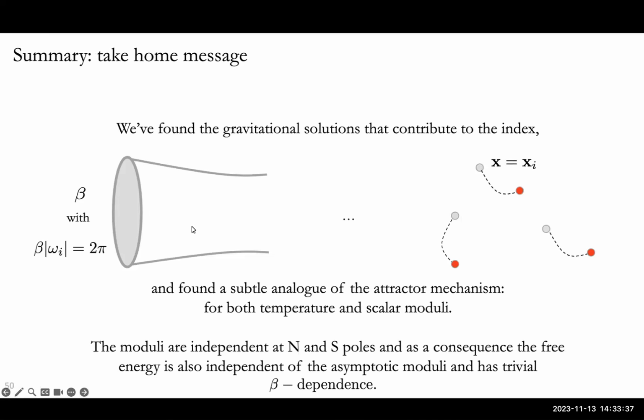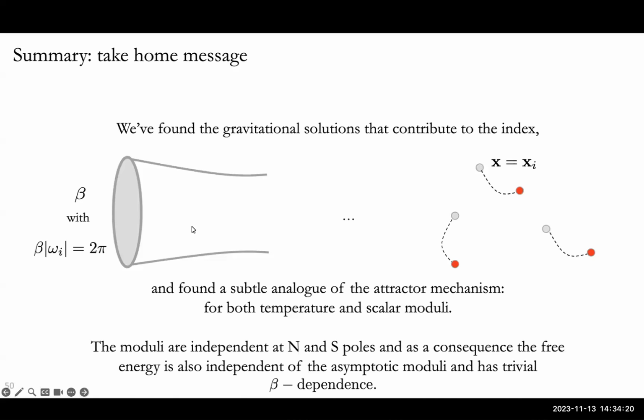To summarize, we have found a series of gravitational solutions that contribute to an index. Their general feature was that asymptotically, they look like R3 times S1, with S1 having a circumference beta, and they have fixed angular velocity with beta omega equal to pi. They interpolate between these asymptotic geometries and some geometry in which the emblackening factor has poles. The poles can be viewed as the north and south pole of some rotating black holes, and I can put as many black holes as I want in this space.